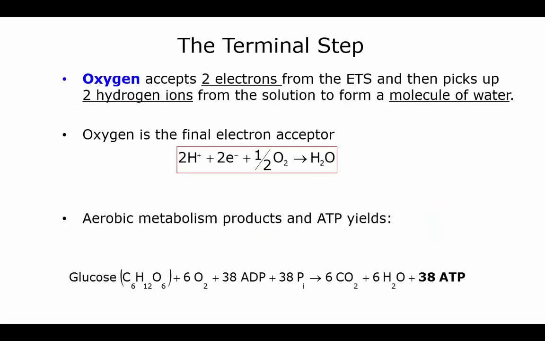Now, we've said oxygen is the final acceptor. It accepts two electrons from the electron transport and picks up two hydrogen ions from the solution and makes a molecule of water. So with aerobic metabolism, we yield up to 38 ATP molecules.